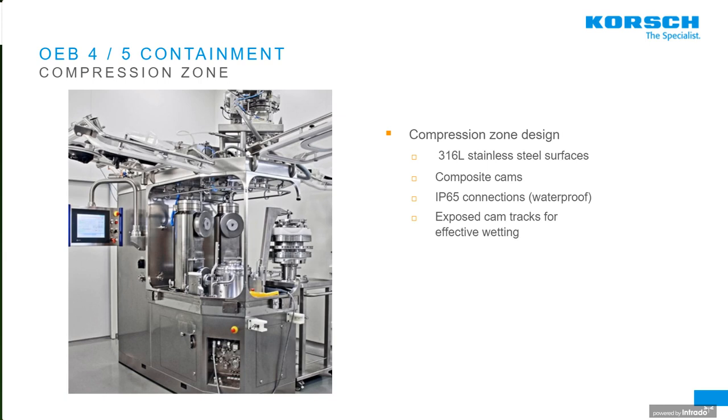All the connections and electronics are IP65 to ensure that they're waterproof. And unlike most conventional presses where we use shrouds to try to cover cam tracks and so forth, in the wash-in-place machines, we want just the opposite. We need access to those things so that we can wet them during the wash-in-place cycle so that all surfaces can be wetted and all airborne particulate can be removed.